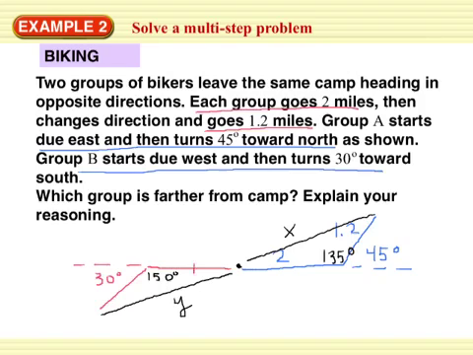We know that these sides are congruent and these sides are congruent. And the included angle, this included angle is bigger. So the 150 is bigger, so we know that y is greater than x. Y is group B, so group B is farther. Okay? It's because of the Hinge theorem. Good job.